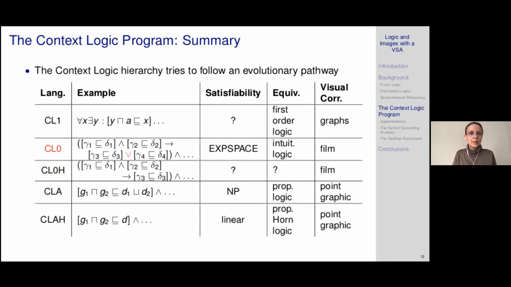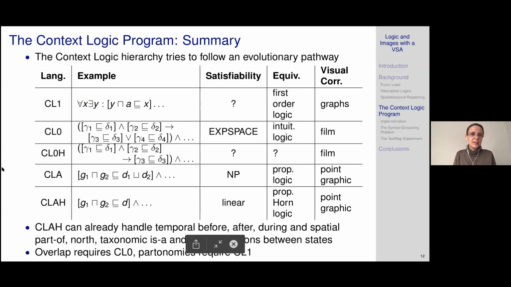And then, this is with disjunctions. So CL0: gamma 1 is part of delta 1, and gamma 2 is part of delta 2. Then gamma 1 is part of delta, gamma 3 is part of delta 3, or gamma 4 is part of delta 4. So it gets more complex, and we have branches there. So that probably increases the satisfiability problem complexity. And the full CL1, the first order logic equivalent, has quantification, so we can have general statements.